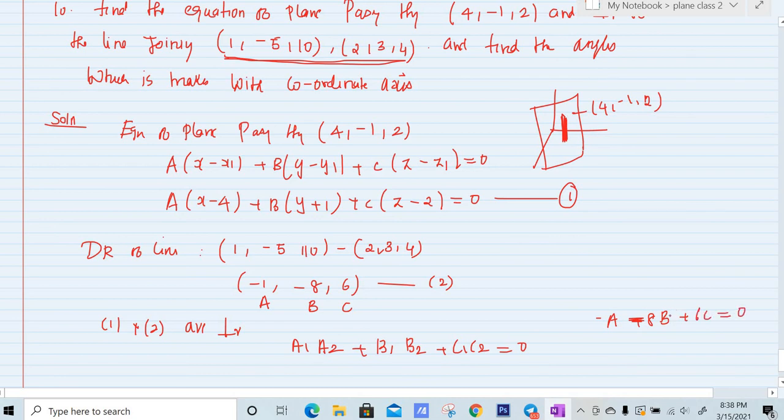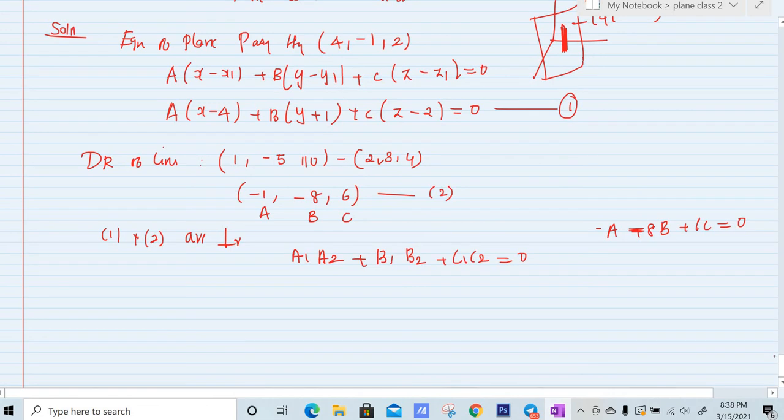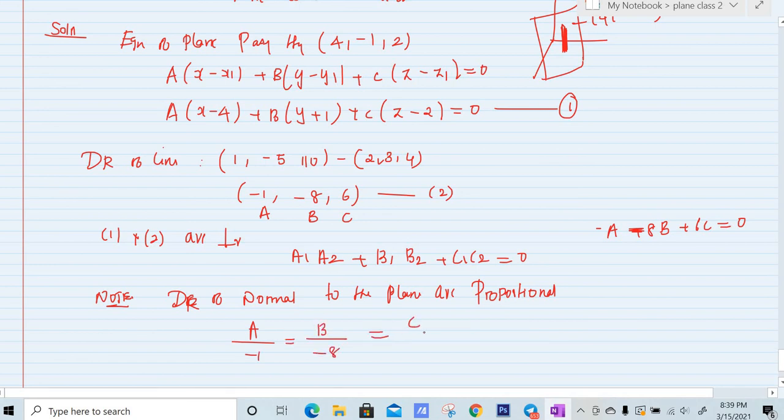But this is not an equation of plane because it has to be in terms of x, y, z. So I'm going to use a different method to find the equation of the plane. We know that the direction cosines of a normal to the plane are proportional to a, b, c. I'm going to use the note that I gave in the very first class, that direction cosines or direction ratios of a normal to the plane are proportional. That is a by minus 1 is equal to b by minus 8 is equal to c by 6.